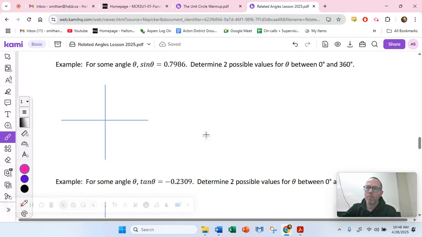So let's begin. Sine theta equals 0.7986. What you will do to start off is just do the inverse sine of 0.7986. And what does it give you? It might even give you the reference angle. And if it does that, that's great. Saves us a bit of work.